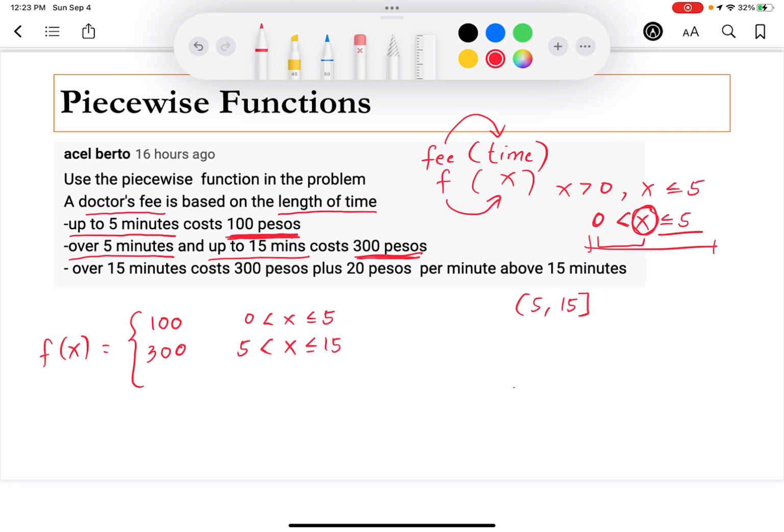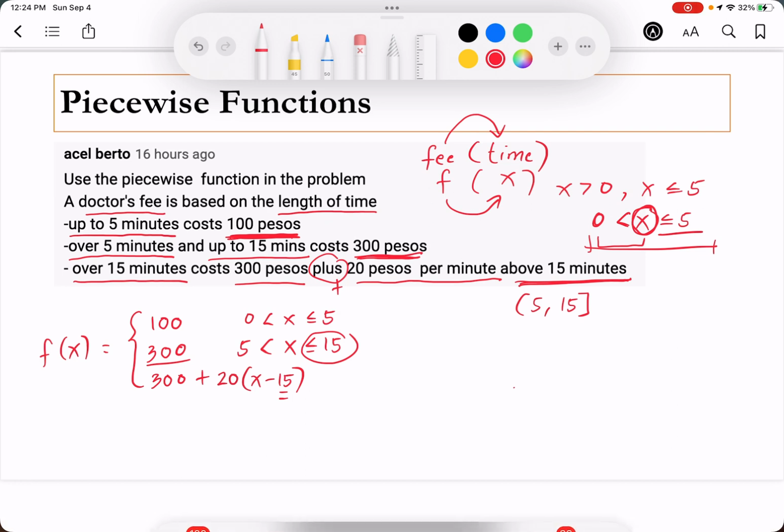Okay? And over 15 minutes, magkano daw? It will cost us 300 pesos plus 20 pesos per minute above 15 minutes. Above. Kasi nabayaran mo na yung 15 minutes na 300. So, 300 plus 20 pesos, diba? So, 20 pesos times x minus 15. Bakit ko sinubtract yung 15 minutes? Kasi nabayaran na siya dito. Okay? So, kailangan mo siyang isubtract.